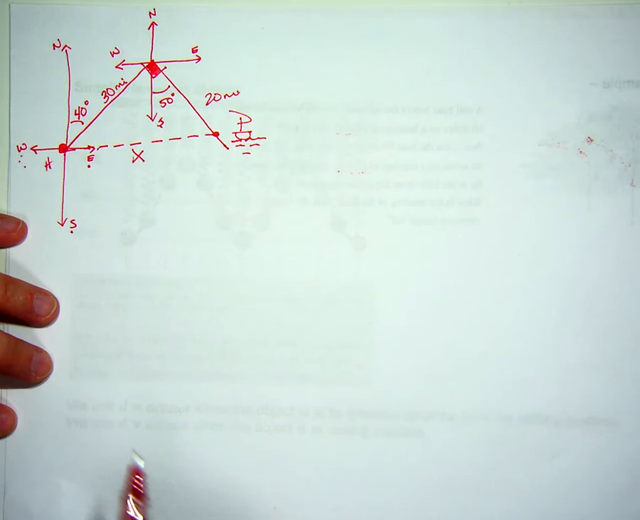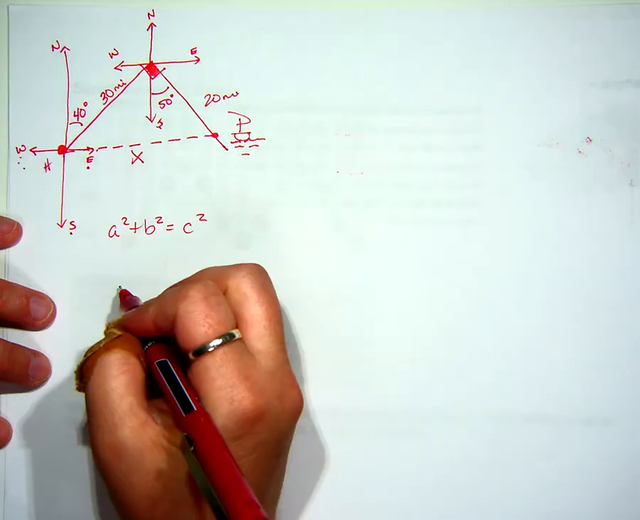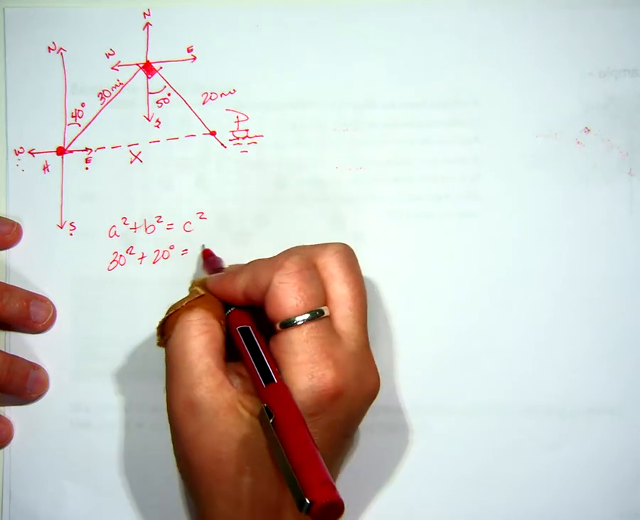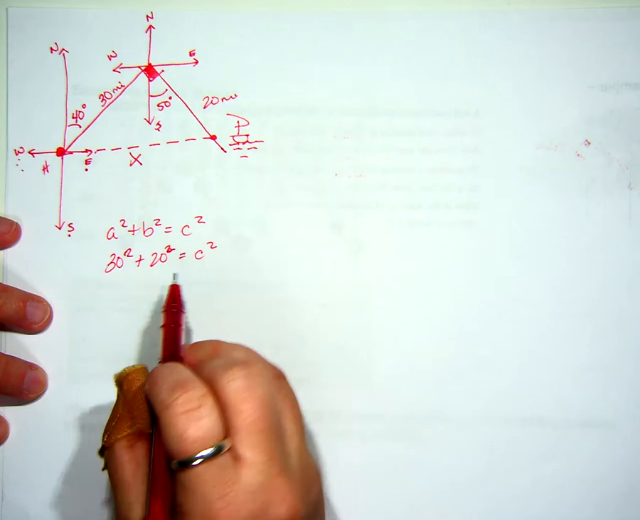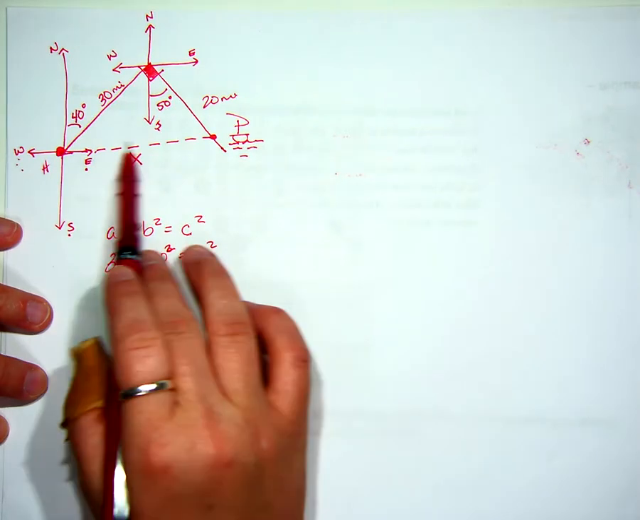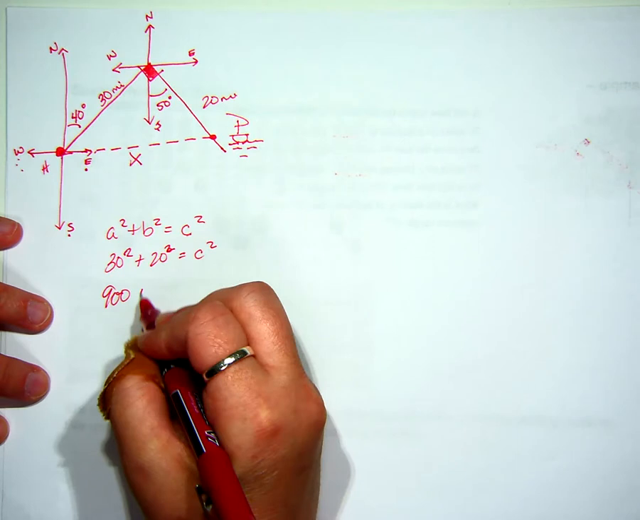So I have a squared plus b squared equals c squared. A squared, 30 squared, plus b squared, 20 squared, equals c squared. Now how do I know that c is the length that I'm looking for? Because c is the hypotenuse, and the hypotenuse is always opposite the right angle. Okay. 30 squared, that's 900. 20 squared, that's 400. So I have c squared is equal to 1300.